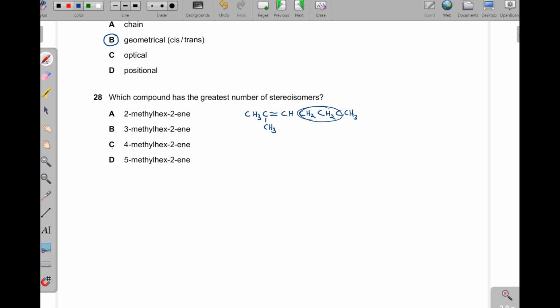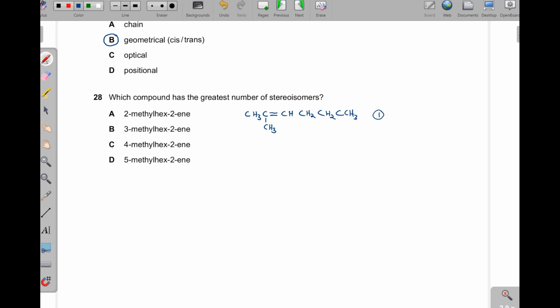So no carbon here is connected to 4 different groups, no chiral center, so no optical isomerism. This carbon here has the 2 methyl groups attached to it. That means it cannot have what? Cis and trans or geometrical isomerism. So we can only take 1 isomer from there. You see that?